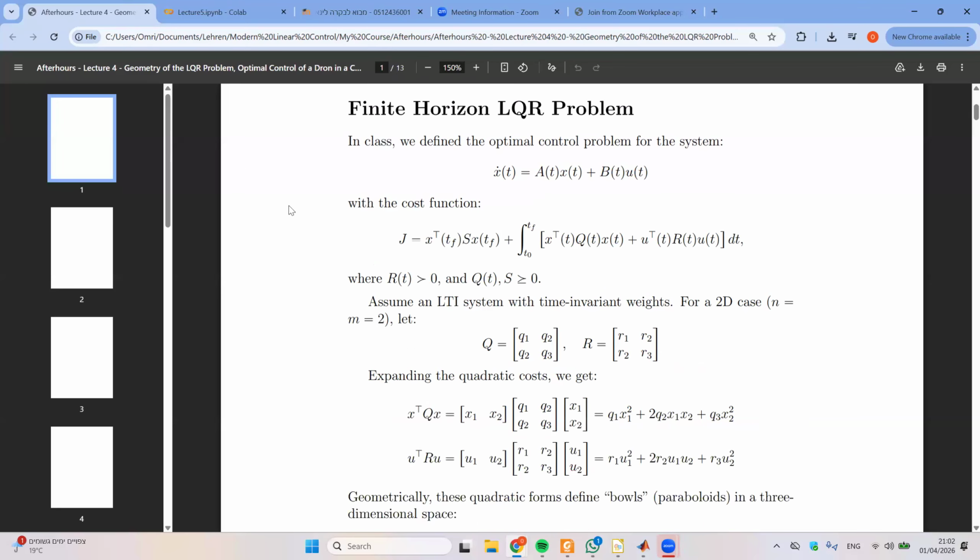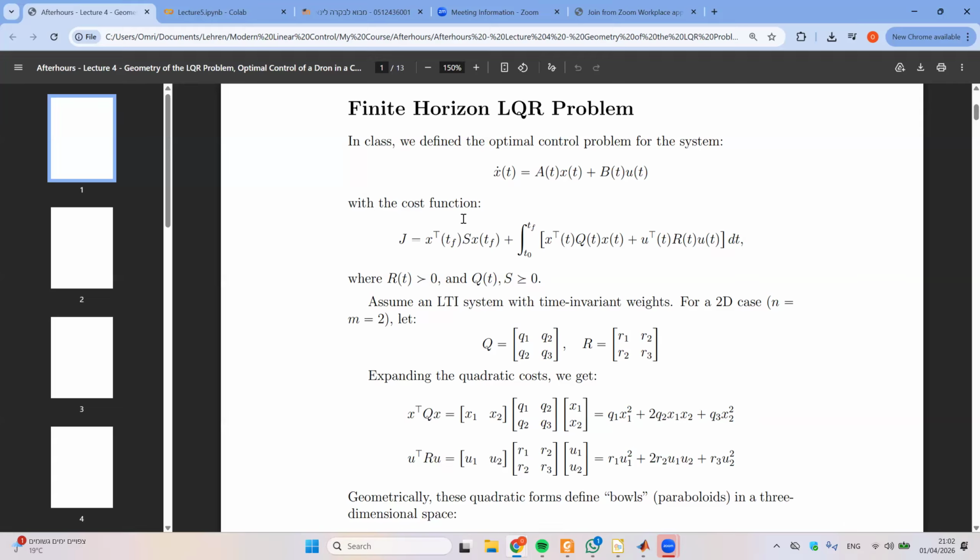Today we're going to speak about the LQR problem. Now, our goal right now is to understand what's the meaning of the cost function. What are these terms in the integral? What is this final term?